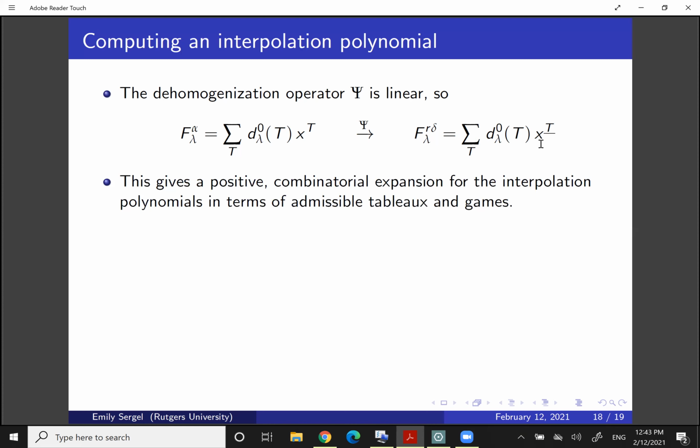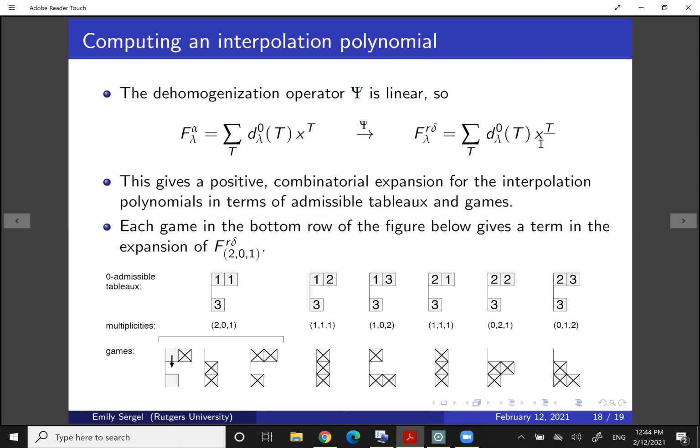I end up with an overall expansion in terms of two sets of combinatorial objects, in terms of pairs of tableau and games that are compatible in some sense. So here, if I was trying to expand the non-symmetric interpolation Jack polynomial indexed by 201, I would look at all the admissible tableau of shape 201. I didn't tell you the admissibility conditions, so you'll just have to trust me that it's these 6 tableau.